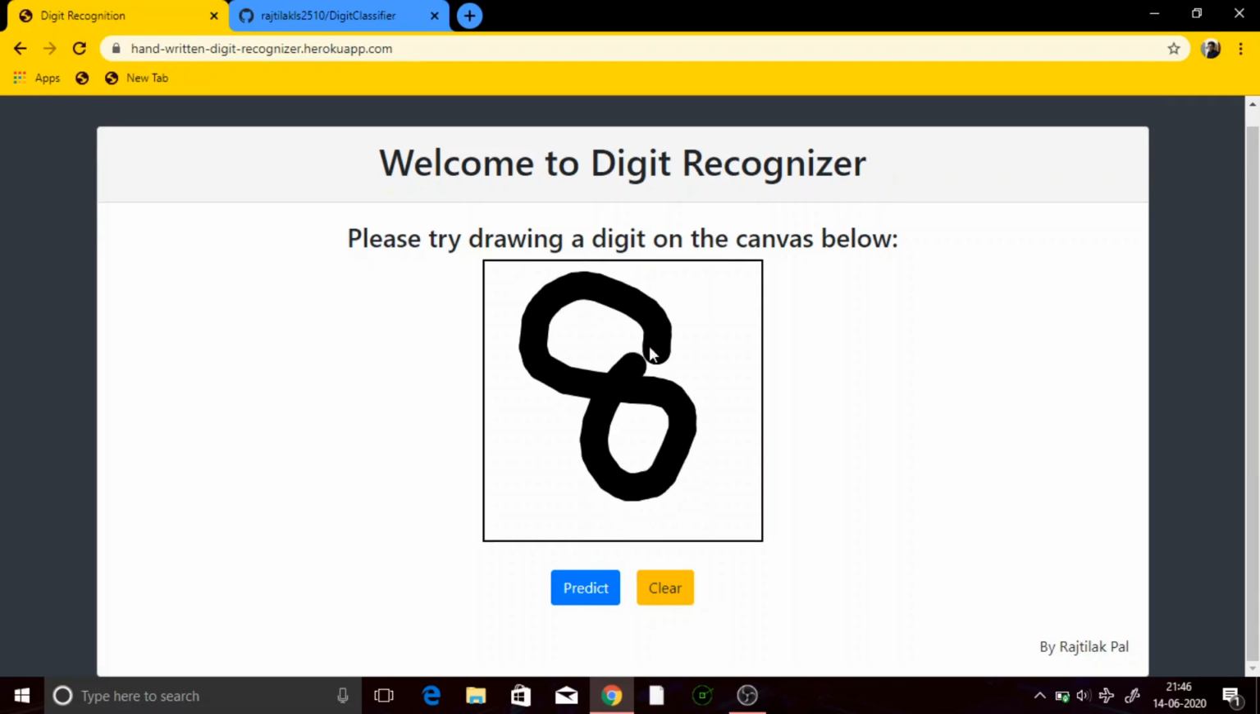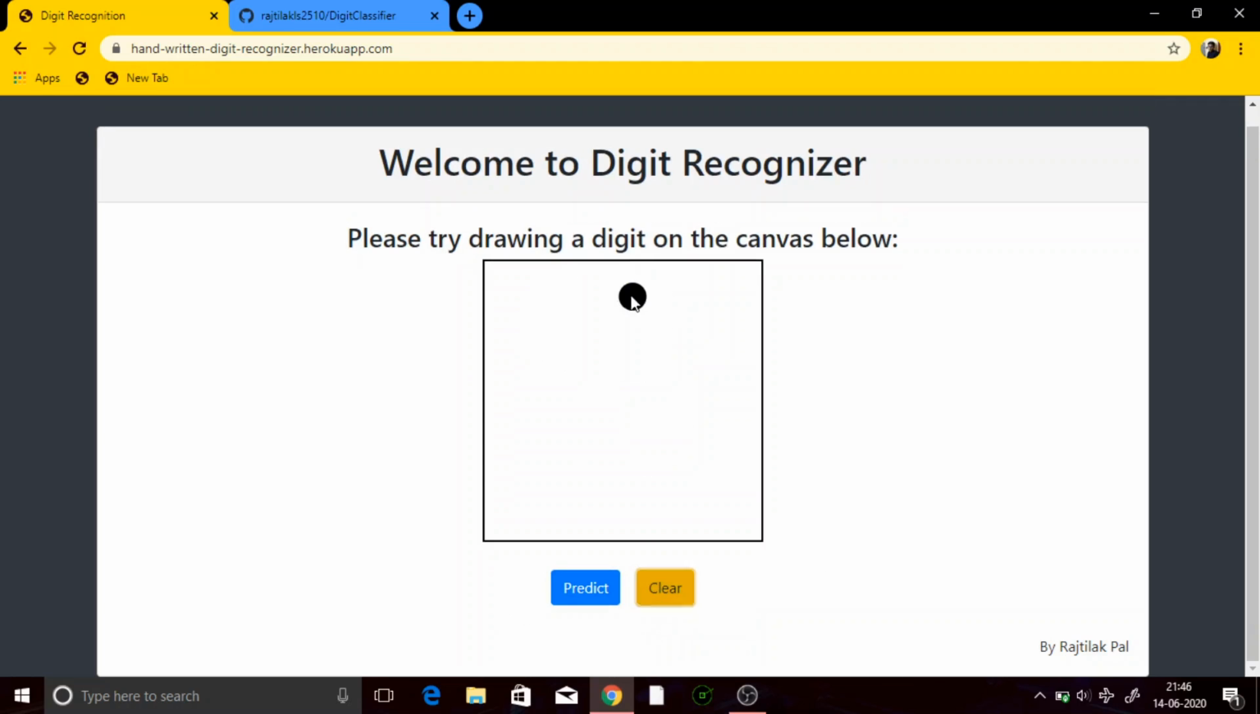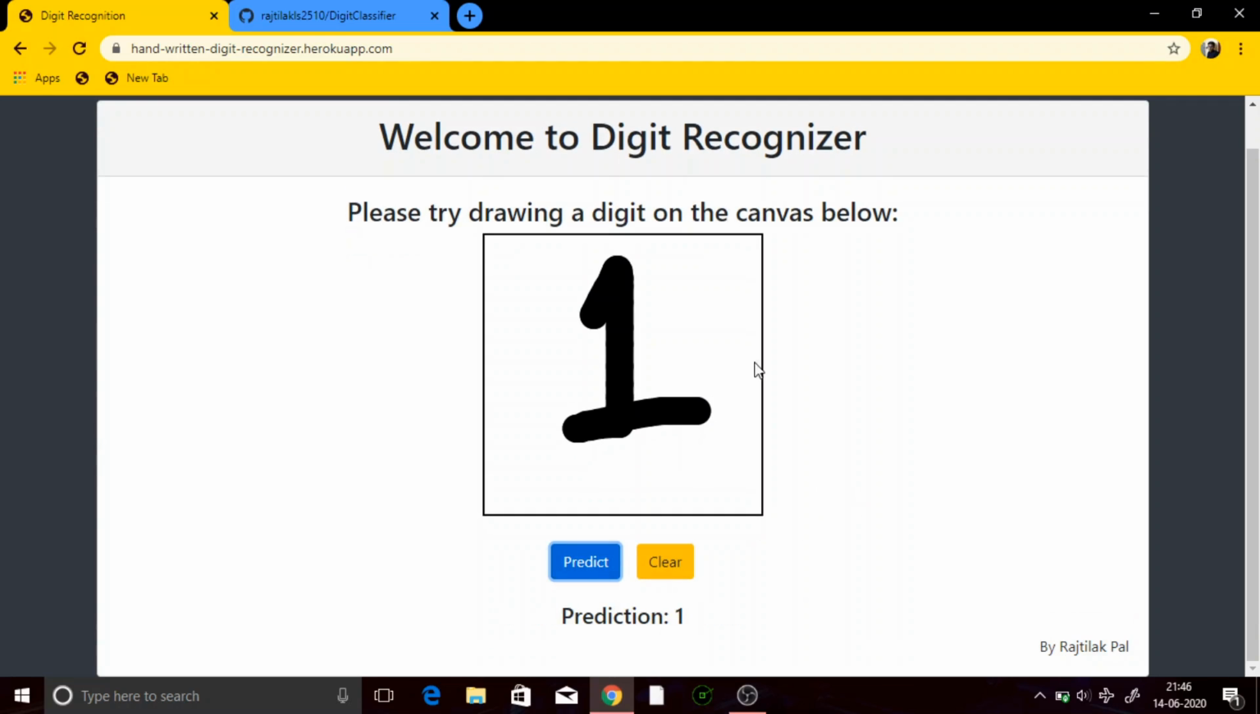5, 8. Do I have 8? Okay, 8, 0. That's a 0 prediction. 1, 1. So this is a digit recognizer system that I made.